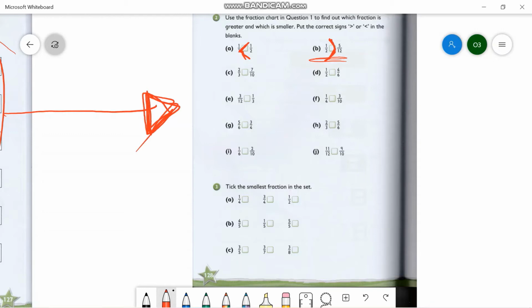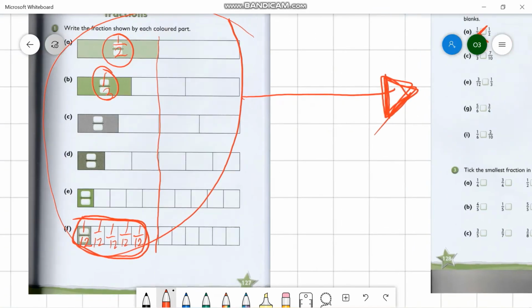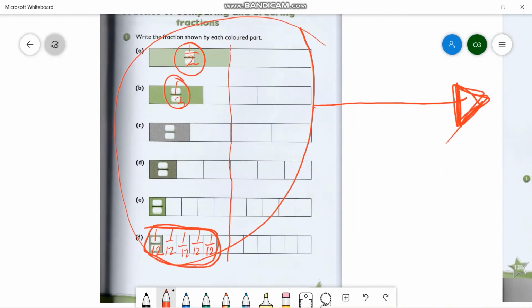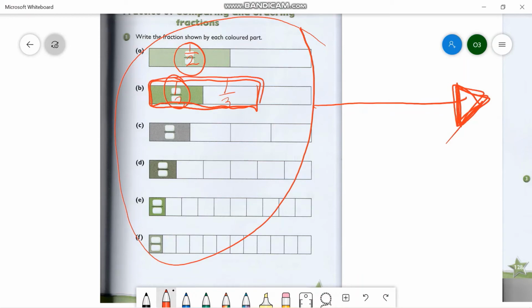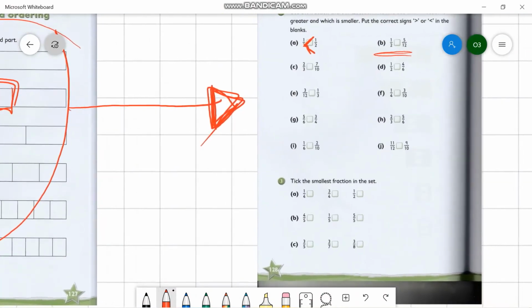Okay, now you have to do the rest. Letter C. Okay, let's do letter C one more time. Letter C, 2/3 and 7/10. So how can we find 2/3? So 2/3 is here. We have 1/3. Here's another 1/3. So this is 2/3. Okay, so this is 2/3 and we need 7/10.